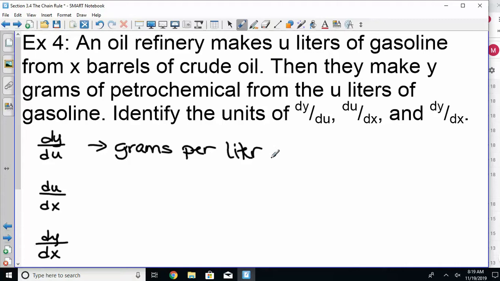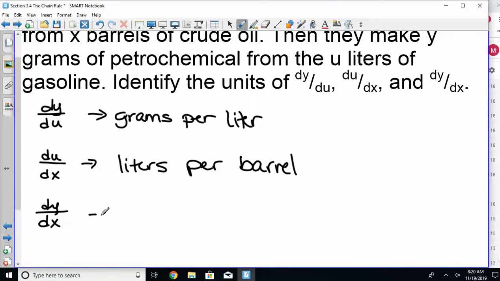You guys do the second two for me. Just identify your units. U is liters per, X is barrel. So how many liters per barrel they are making. dy/dx. So Y is grams per, X is barrel, so grams per barrel. Is all that okay?